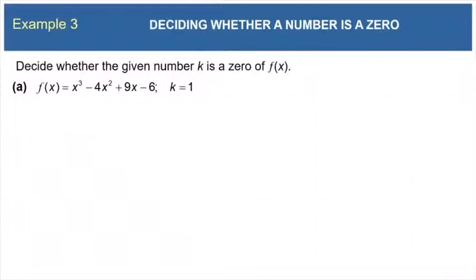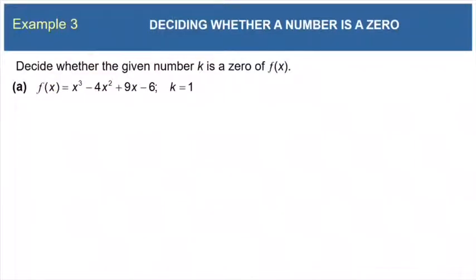Okay, now let's practice with example 3. This says determine whether the given number k is a 0 of f of x. So here's our function. f of x equals x to the third minus 4x squared plus 9x minus 6, and the number k that they gave us is 1. So in other words, they want us to find out if 1 is a 0 of this function.